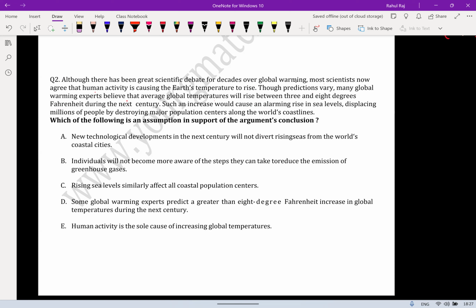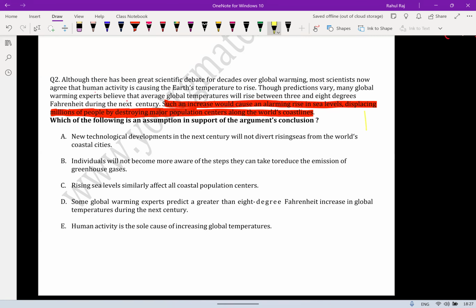Is there anyone who has a problem in understanding the conclusion? This is the conclusion for me. Anyone who feels that this is not the conclusion, please tell me if you have got some other conclusion. Now, what is my conclusion? That such an increase would cause an alarming rise in the sea level, displacing millions of people by destroying major population centers along the world's coastal cities.